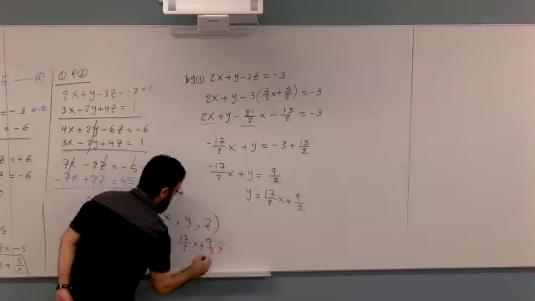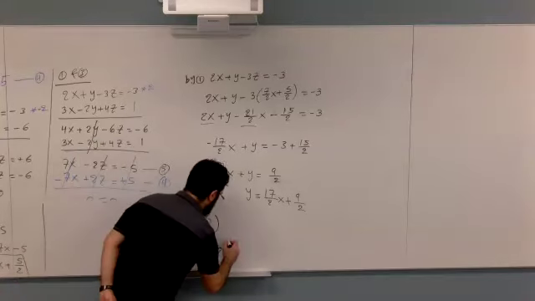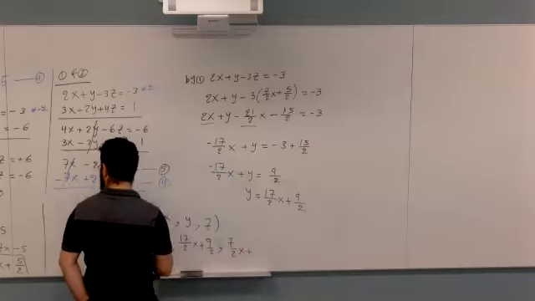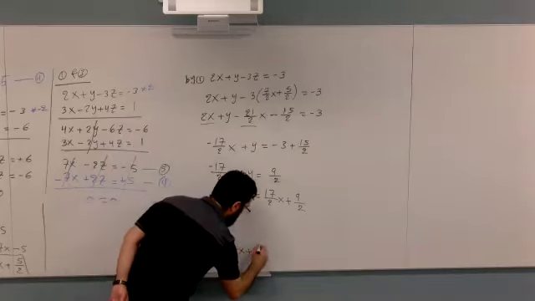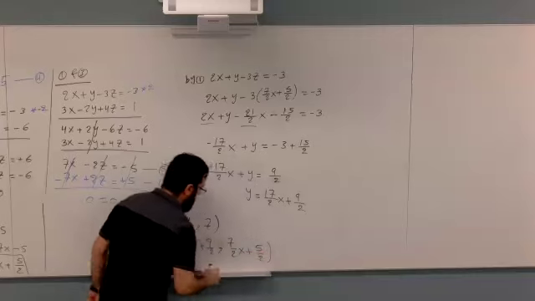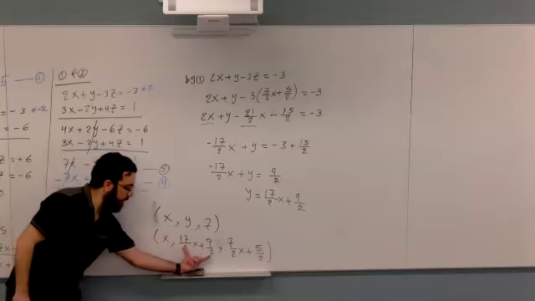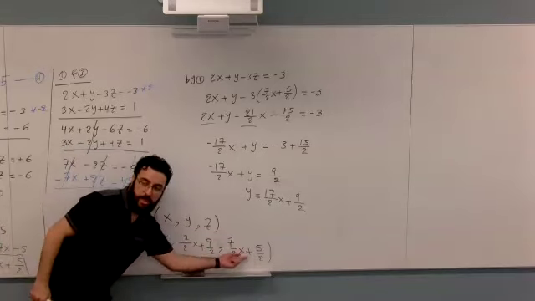How much is the value of z? 7/2 x plus 5/2. This is the value of x, the value of y, and this is the value of z.